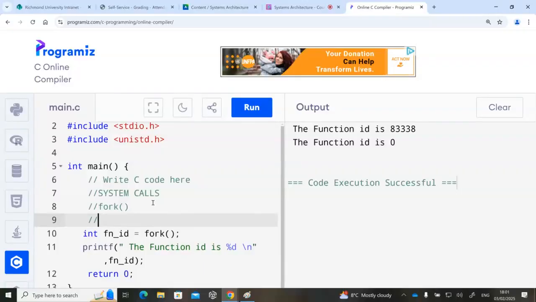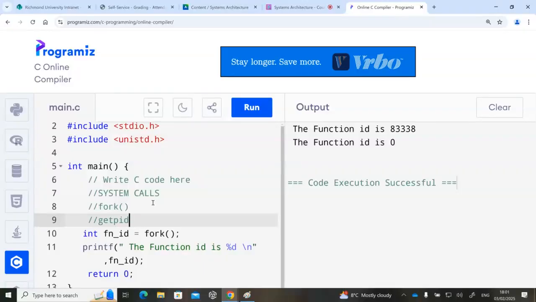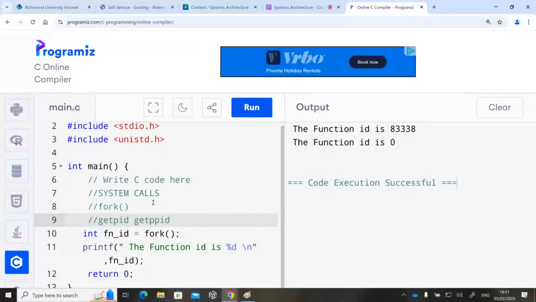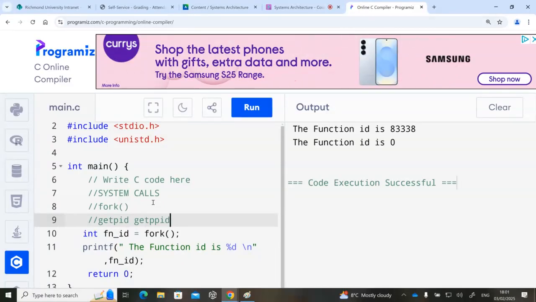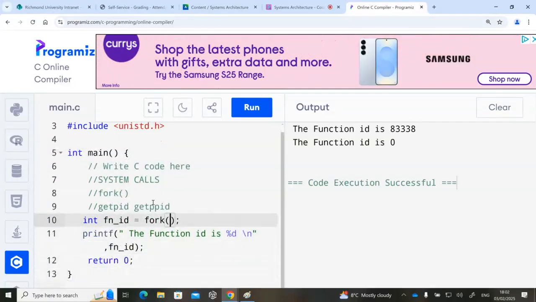To get that, we need two new functions, which are called getpid and getppid. The first one is getpid. It means get process ID. And the second one is called get parent process ID, getppid. Alright, this is how we do it.